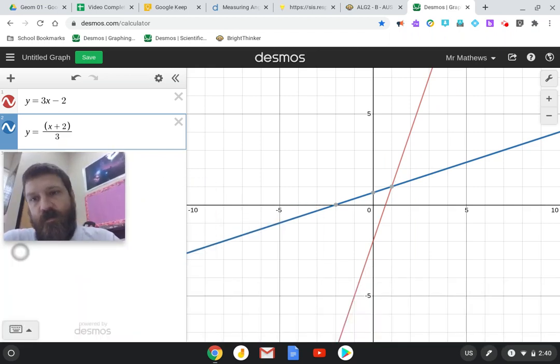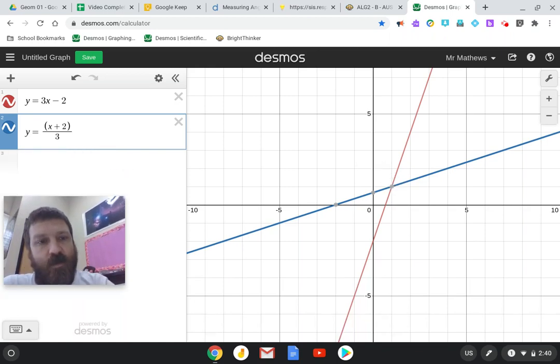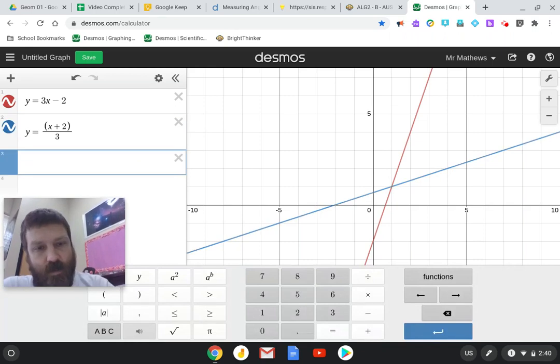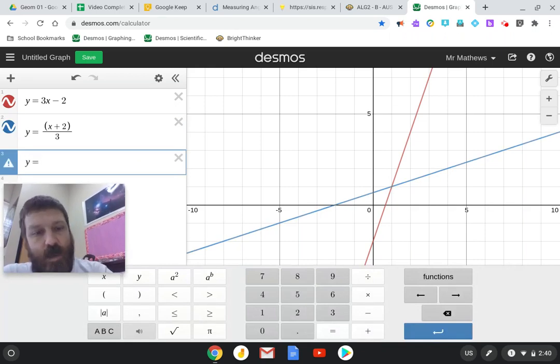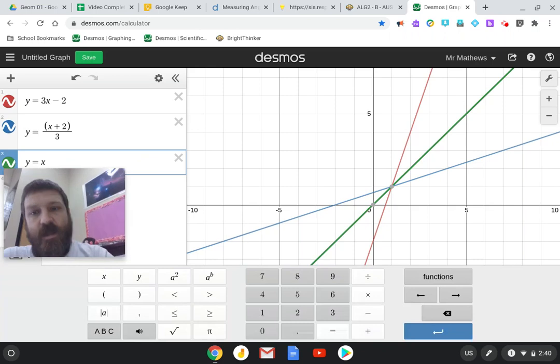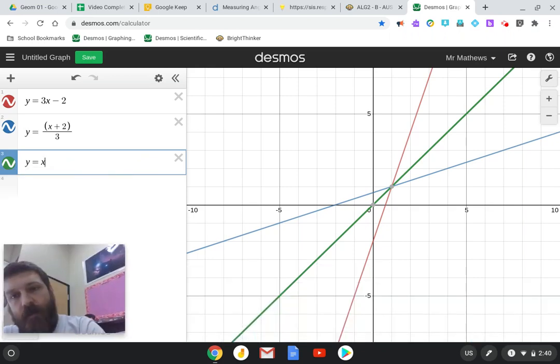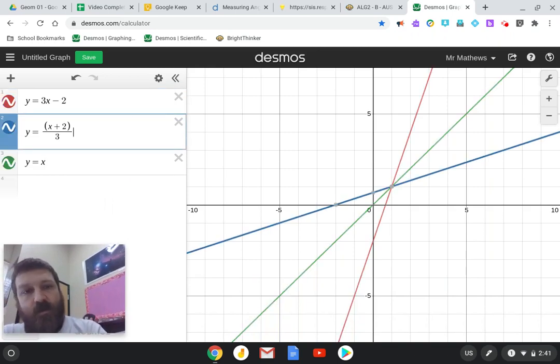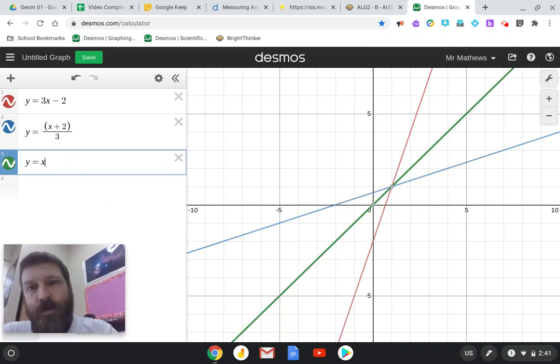So if we look at this, we see they have an intersection point. But what we need to know more than anything is that if I were to graph a third line, y equals x, the green line cuts exactly through the middle between those two lines, the red line and the blue line, forming a sort of mirror image on either side of the green line.